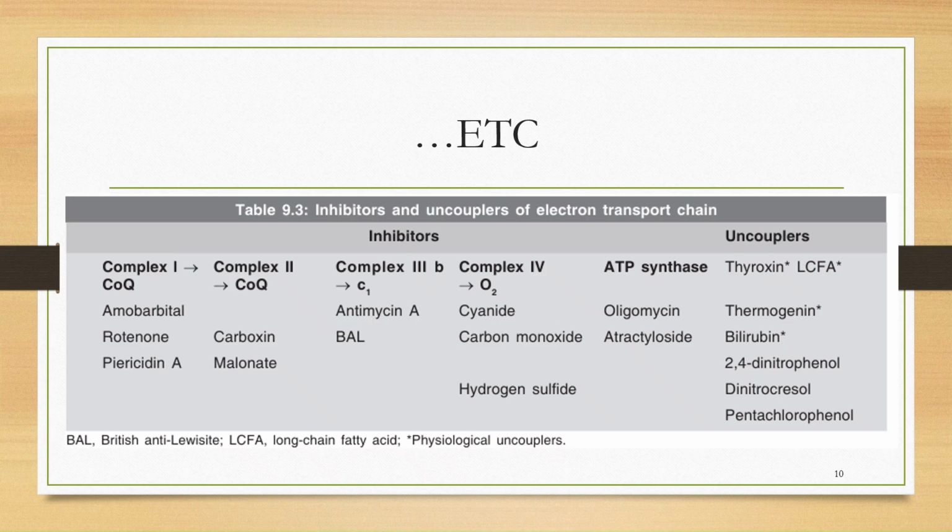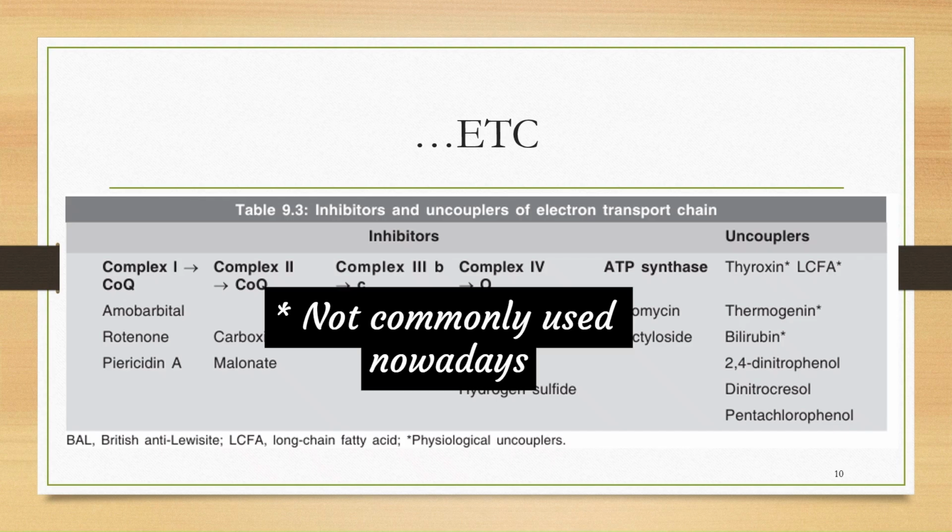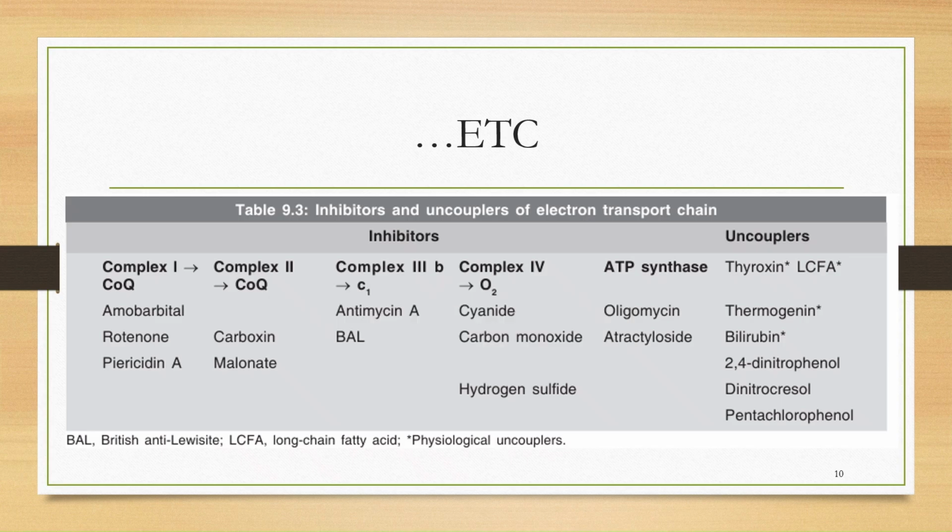So if you consume a substance, a chemical that contains some metals, they will give you this dimercaprol, and it is supposed to bind to those metals, chelating them. That's what they call it in chemistry, chelation. It binds to these metals and you're able to eliminate them. But British antilewisite can also be an inhibitor of complex 3.